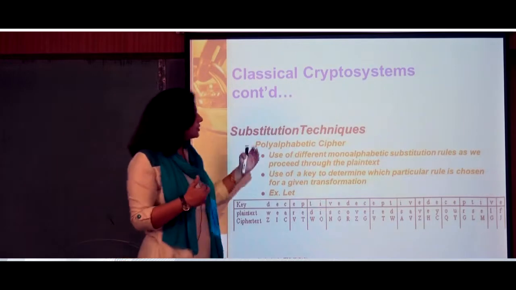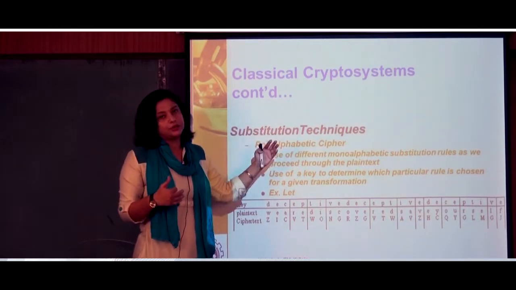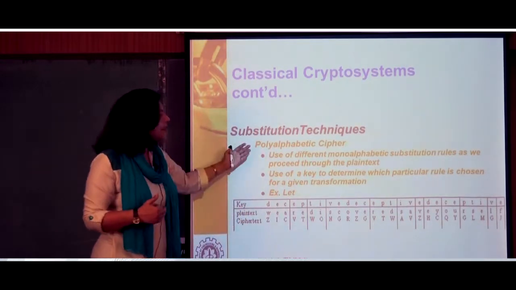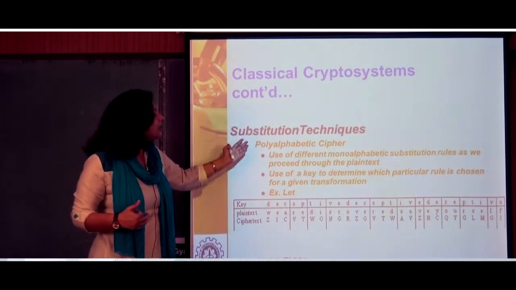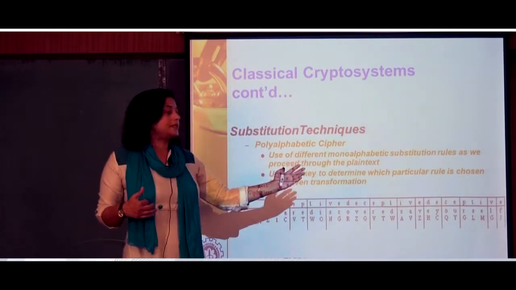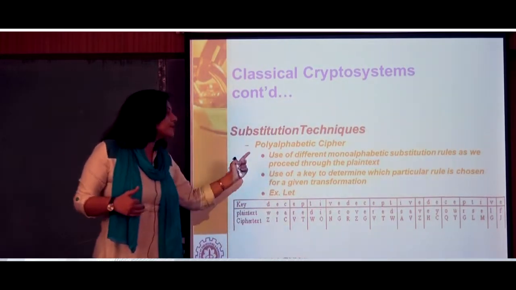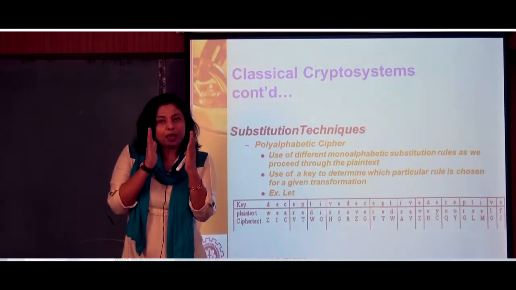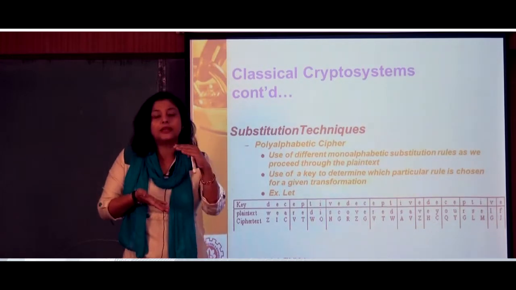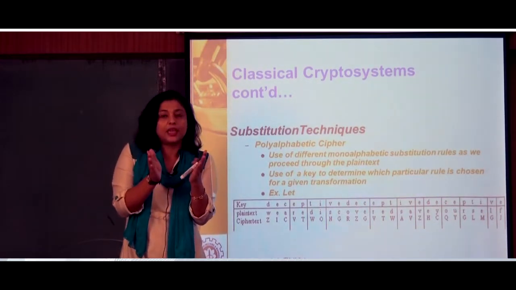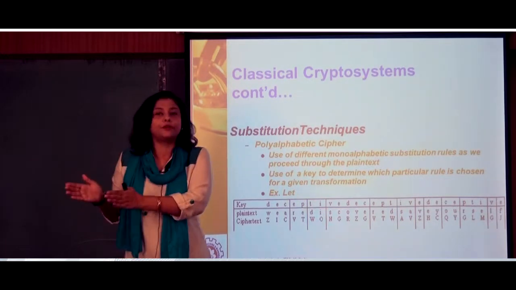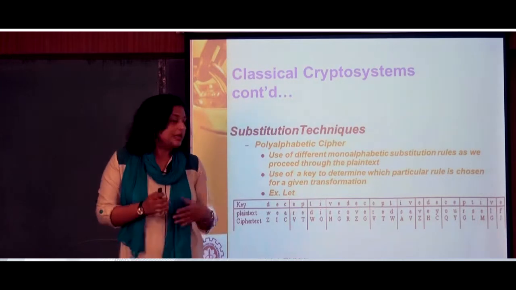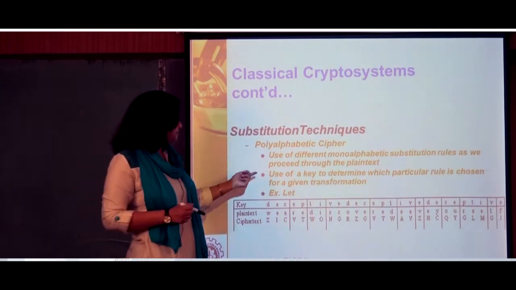So we are moving over to an improved version of the substitution technique, where we are using the polyalphabetic cipher. What happens in polyalphabetic cipher? We will have to use different monoalphabetic substitution rules as we proceed through the plain text. That means the letter E may be assigned the letter J at one point in the text, and at another point it may be assigned the letter M, based on some keyword. Let's see how we can do it.